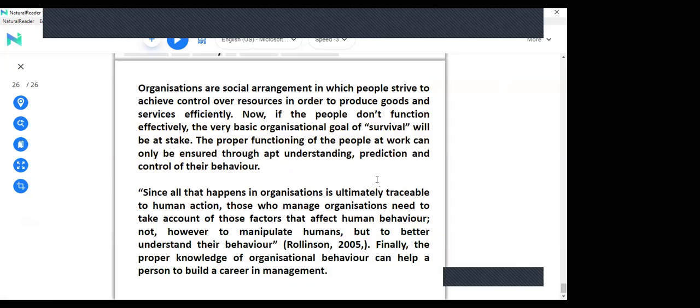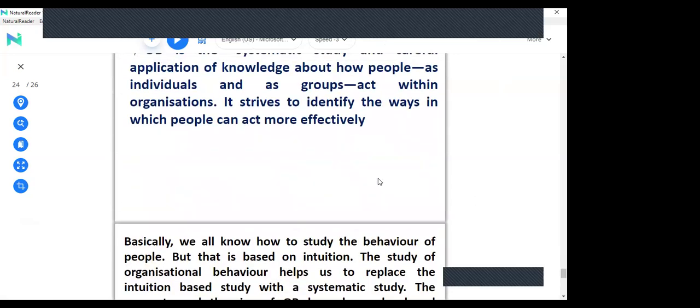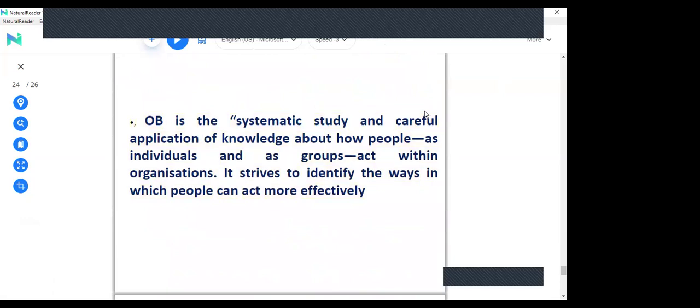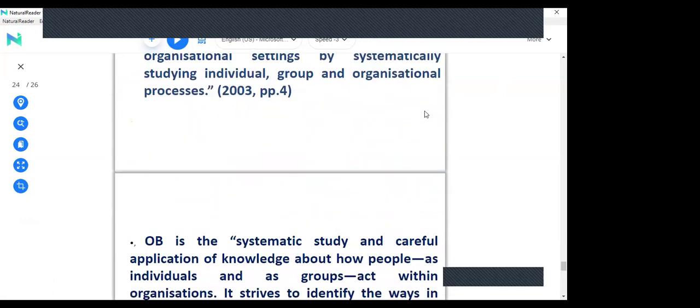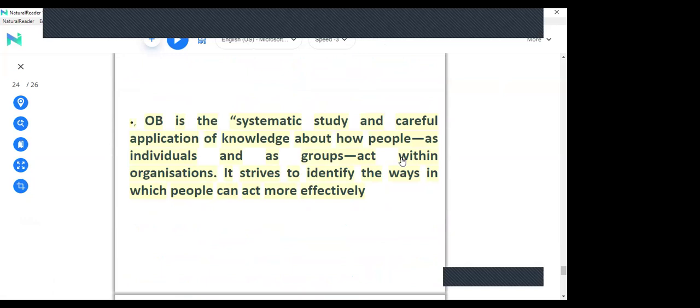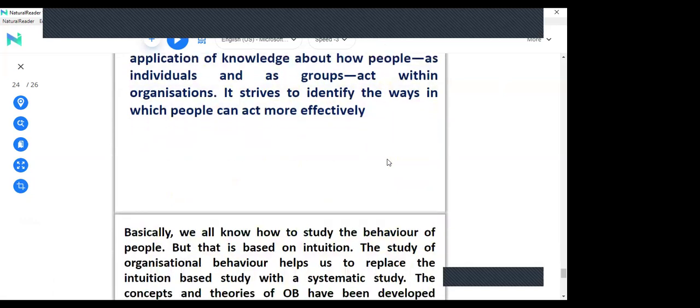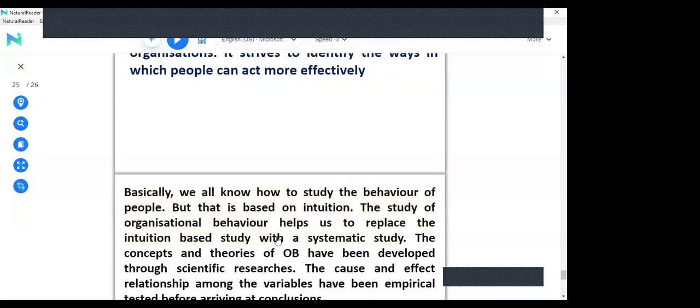I think you have to listen to a small narration from this, because the main point of this subject is that we all know how to study the behavior of people, but that is a base of intuition. The study of organizational behavior helps us to replace the intuition.